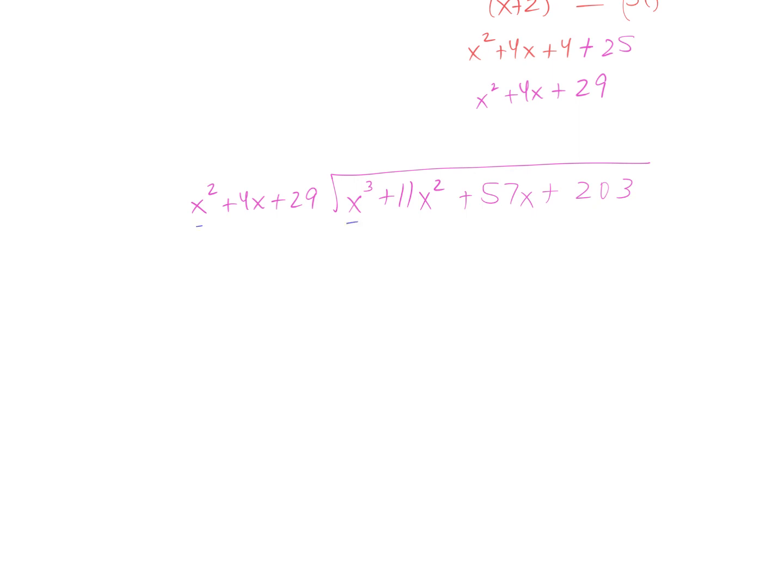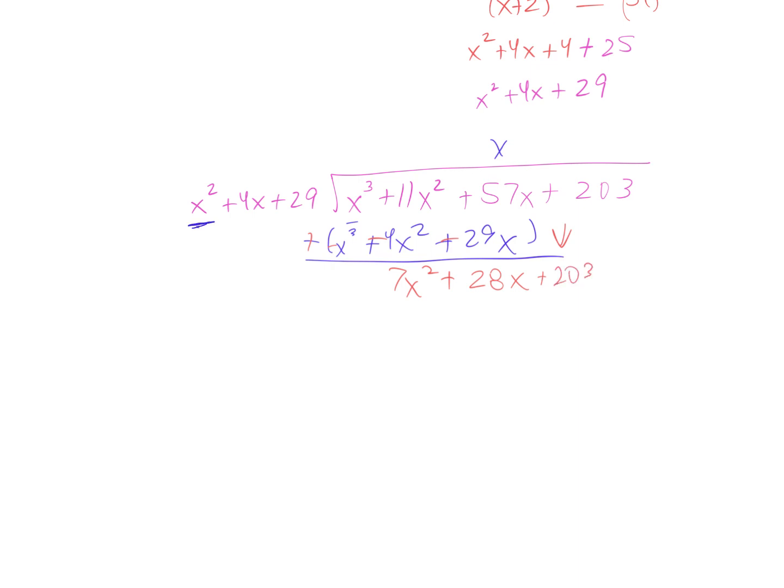But x squared goes into x cubed x amount of times. So get that subtraction ready. X times x squared is x cubed. X times 4 is plus 4x squared. And 29 times x is 29x. Distribute, distribute, distribute, distribute. What's 57 minus 29? 28. And then what's 11 minus 4? 7. So 7x squared, and then bring down your 203.